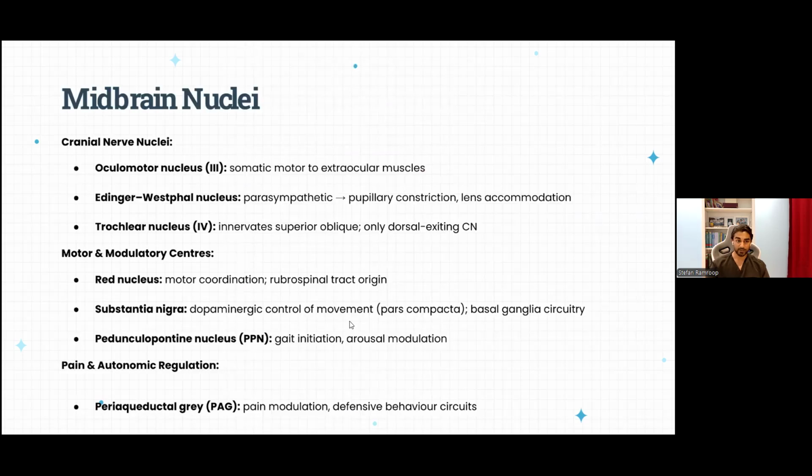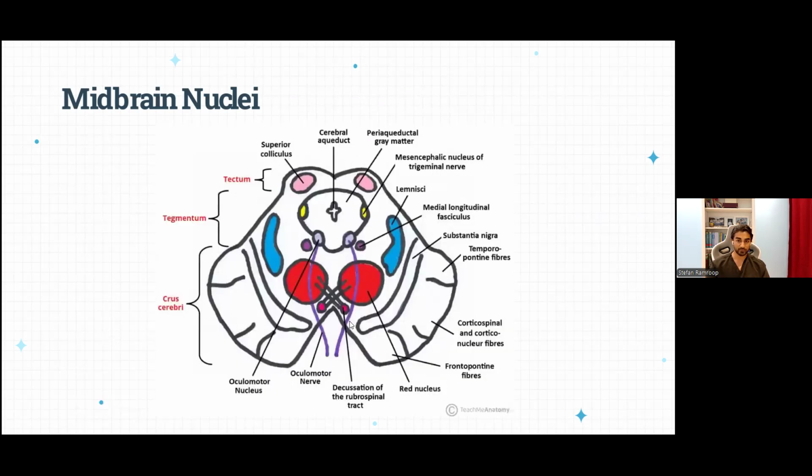So moving on to the nuclei of the midbrain, pons, and medulla. The midbrain contains a compact but functionally diverse set of nuclei. So we're going to group these structures by their roles and then link them to typical clinical patterns later. So starting with the cranial nerve nuclei, you have your oculomotor nucleus, Edinger-Westphal nucleus, trochlear nucleus, and then motor modulatory centers such as your red nucleus, substantia nigra, pedunculopontine nucleus, and then your periaqueductal gray. So this image better shows it as opposed to just reading it.